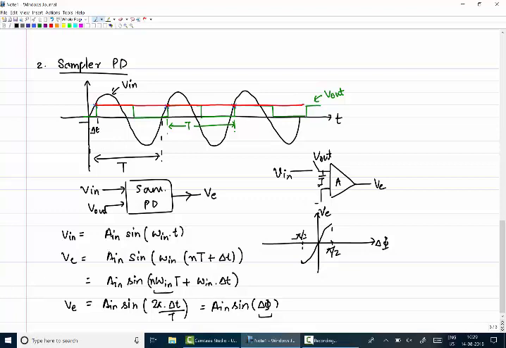V error. Okay. What about the gain of this particular phase error detector? The gain is equal to K_PD, which is the derivative of V error with respect to delta phi. This is equal to what? A_n times cosine of delta phi. Okay. The gain is non-linear for this phase detector.